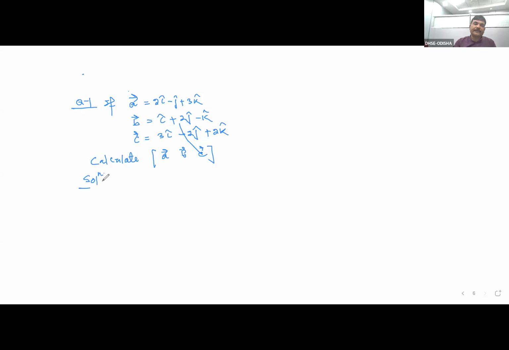Come to the solution. Box product ABC equals the determinant with rows 2, minus 1, 3; 1, 2, minus 1; 3, minus 2, 2.